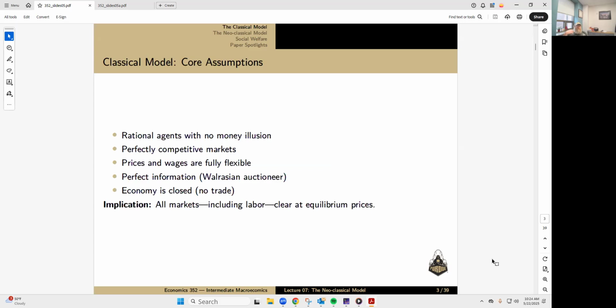All right, so in the classical model, these are the core assumptions. It's important to understand that these assumptions are, in a sense, hindsight assumptions.